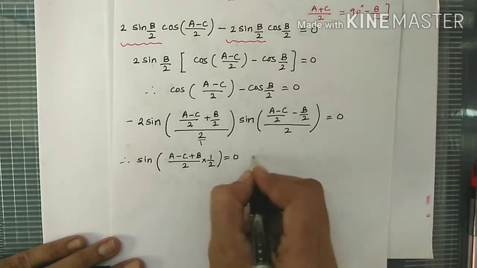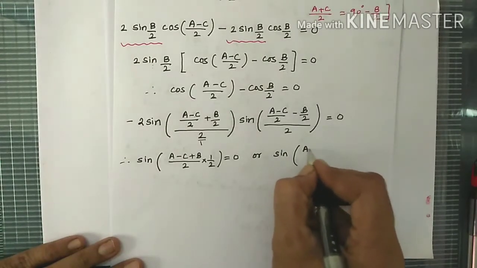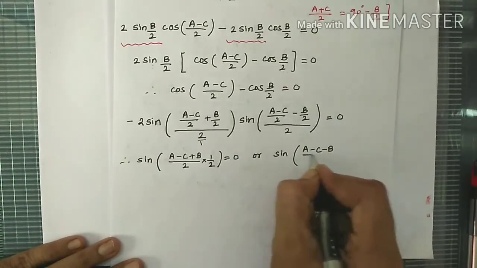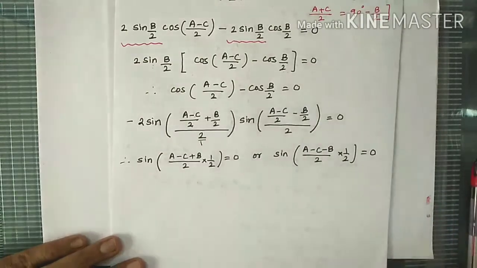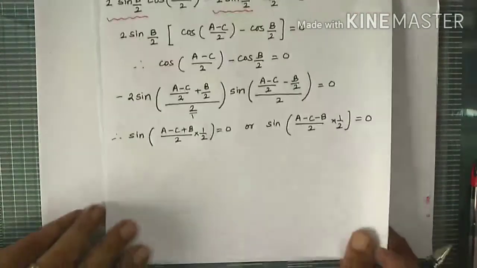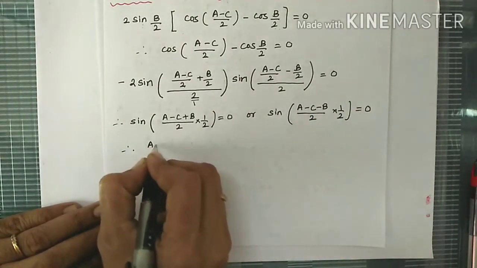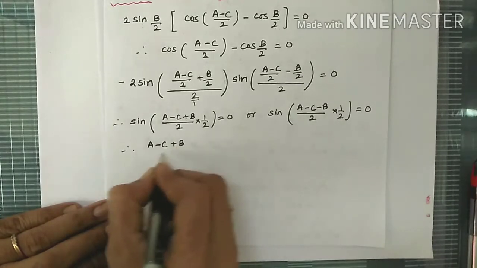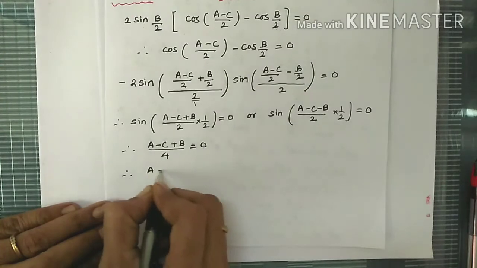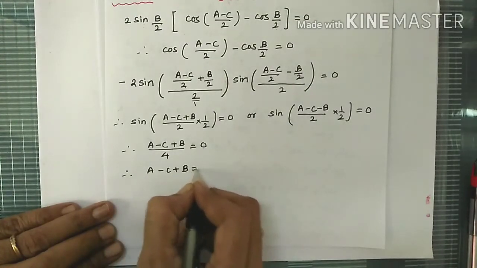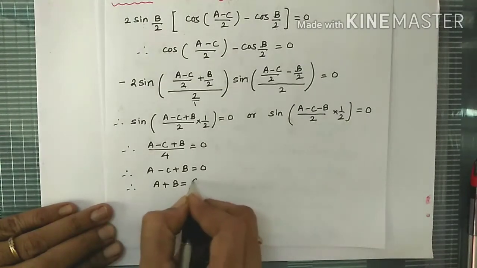This is equal to 0, or sin of, here also simplifying the term, we get (A minus C minus B) upon 2 multiplied by 1 by 2 equals 0. And we know that sin of 0 is 0. So this angle becomes 0 or this angle becomes 0. Therefore the angle (A minus C plus B) upon 4 equals 0. Therefore A minus C plus B equals 0. Therefore A plus B equals C.